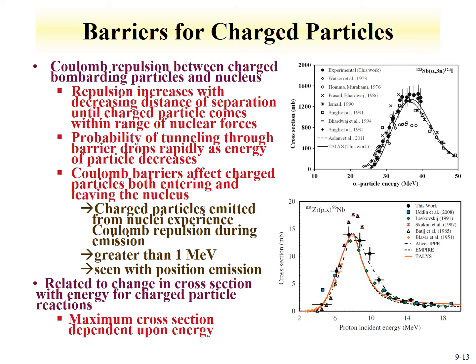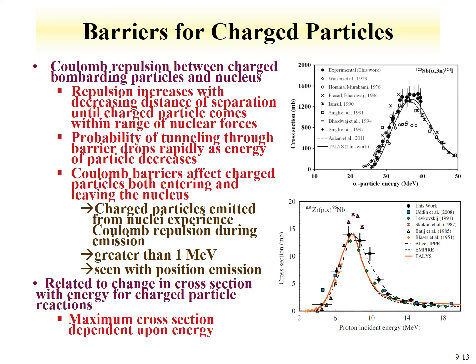A final comment we'll make on reactions has to do with the barriers from the charged particles. There's Coulomb repulsion between the charged particles and the bombarding nucleus, and this is a reason that cross-sections have a threshold. One of the reasons they have a threshold energy, for instance an alpha particle reaction with antimony or proton with zirconium, they have to overcome the Coulomb barrier so that a minimum energy is needed for a reaction to occur, and this occurrence is obviously reflected in the cross-section measurement.